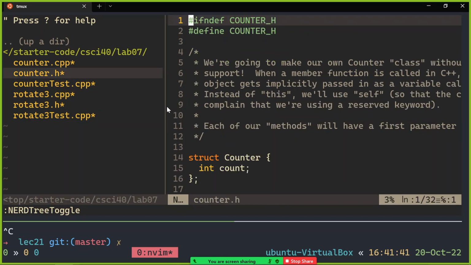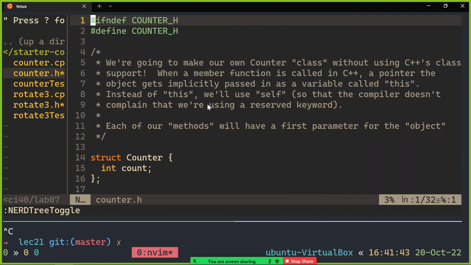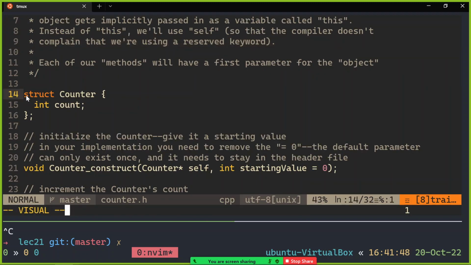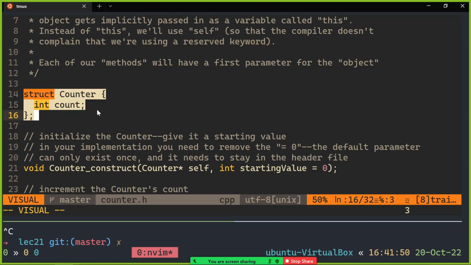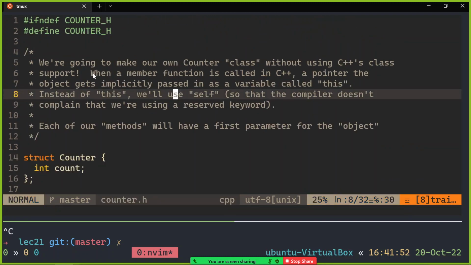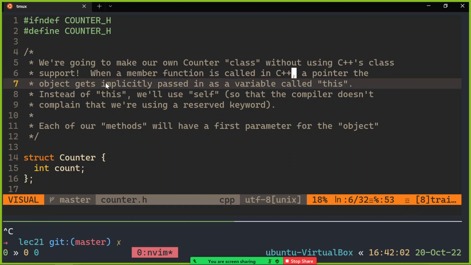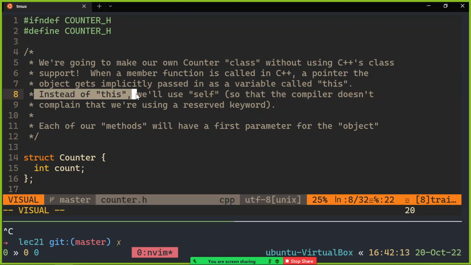Here's counter.h, and we're going to make our own. We're going to roll our own version of classes with structs and pointers and functions. Okay? So when you have a member function in C++, secretly, it's getting called with a pointer to the object itself. A pointer to an object gets implicitly passed in as a variable called this. Maybe you've heard about the this keyword in your book. All right? We are going to be essentially modeling that idea, but explicitly using functions.